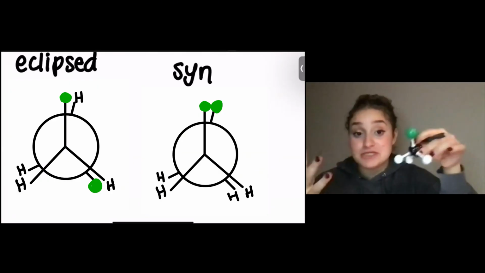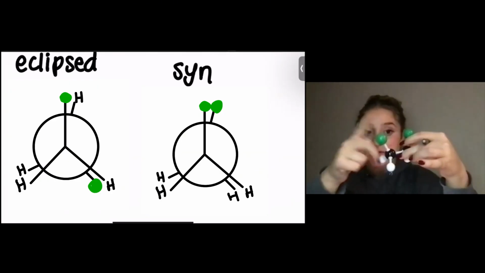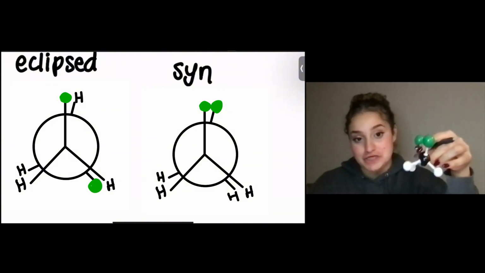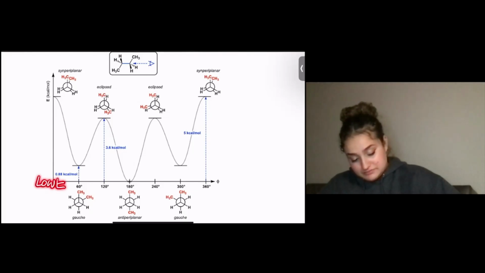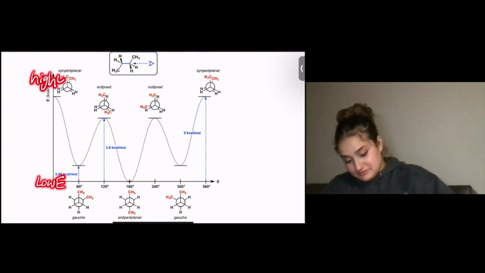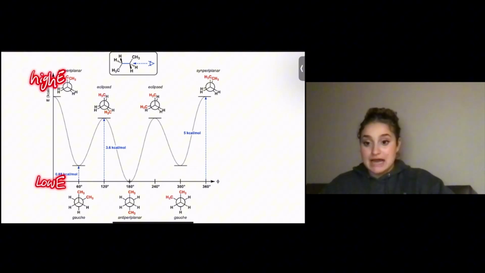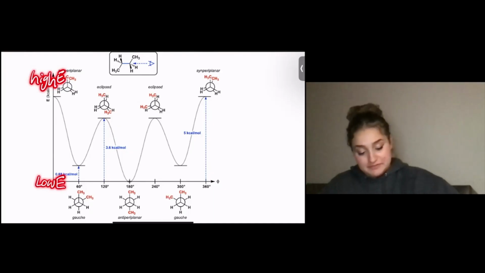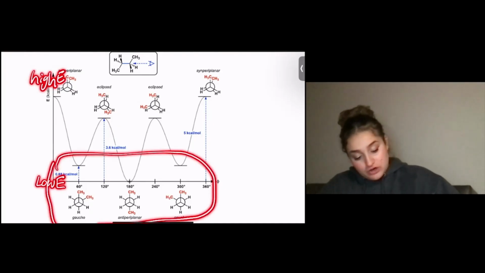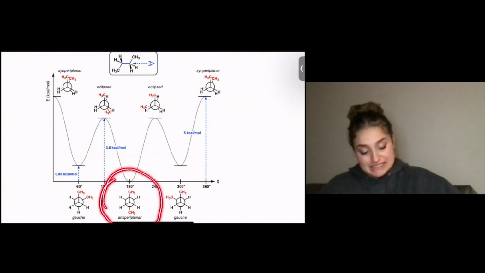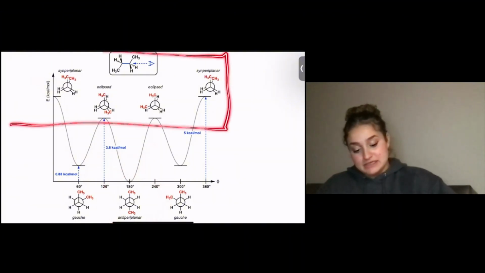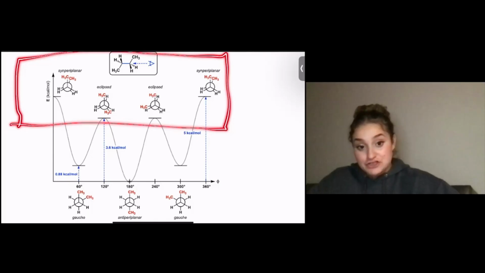Both eclipsed conformations are not stable, but this one specifically is the highest in energy because it is the most unstable. In classes, you are going to be looking at an energy diagram, so I'm just going to explain what's happening. This is low energy. This is high energy. We already talked about how our staggered conformations are pretty low in energy. That's these guys right here. Our gauche conformations are pretty low in energy, but our absolute lowest in energy is going to be our anti-periplanar. All of our eclipsed conformations are our highest in energy, which we talked about.